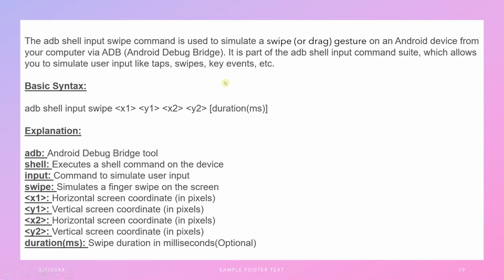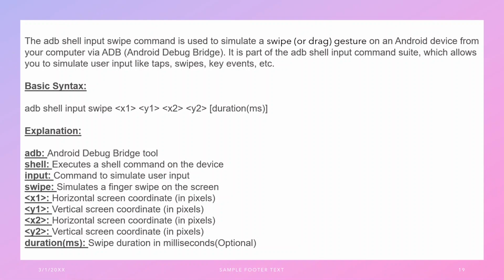The swipe command is a part of the adb shell input command suite, which allows us to simulate user input like taps, swipes, and key events. By using this suite, we can perform user inputs like tap, swipe, and key events. Let's see the basic syntax for swipe: adb space shell space input space swipe. So we have to use the swipe keyword here.